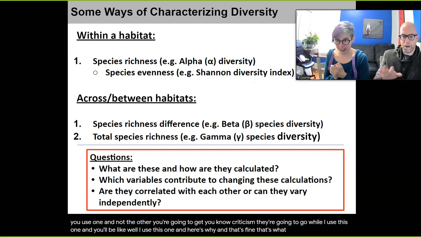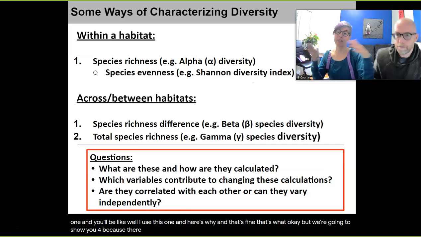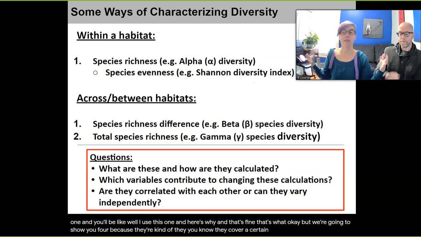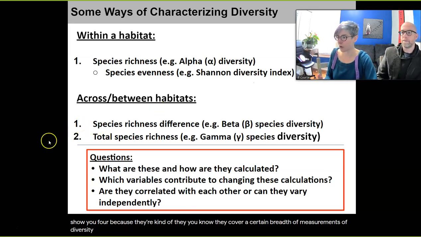That's everybody, exactly. Everybody go off and polish your diversity index. Yeah, exactly. Okay. But we're going to show you four because they cover a certain breadth of measurements of diversity, which are cool.